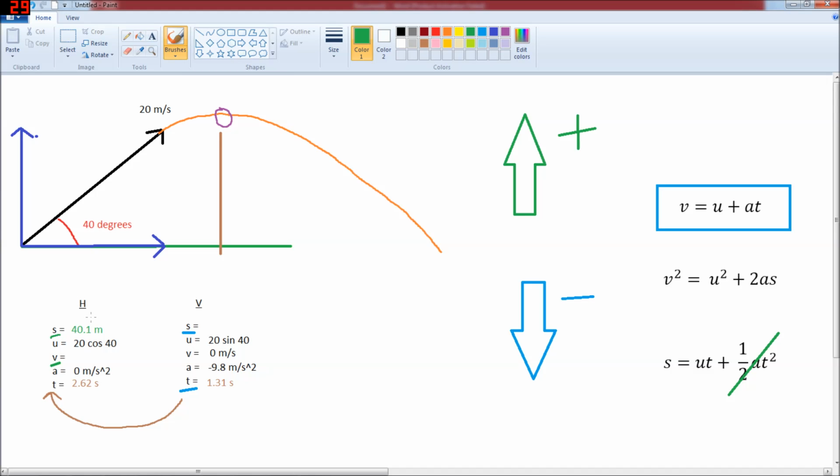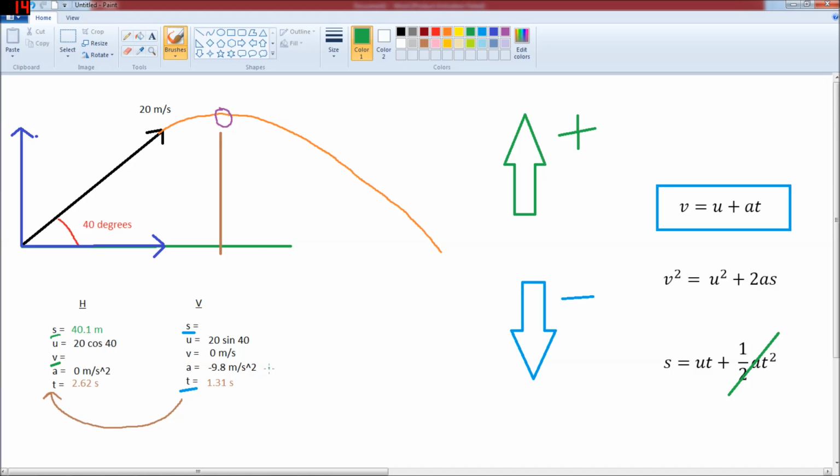And when you look back, you kind of think, well, I didn't really start with very much. I literally started with this black arrow with 20 meters per second written next to it, and this angle of 40 degrees, and I now know everything about this projection. I know how high the tennis ball went, I know how far it went, I know how long it was in the air for, and that's just by making some very basic assumptions, and those assumptions are these two things.